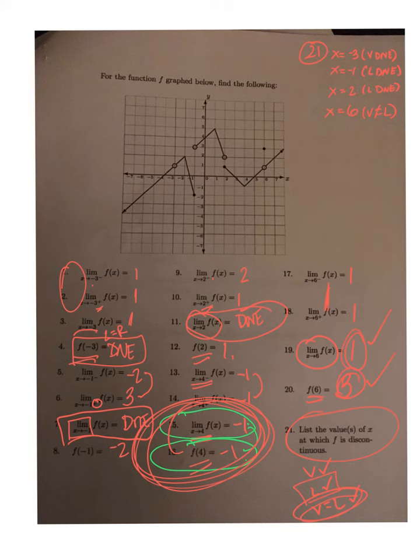And also just recall that we have names for these types of discontinuities. At -3, this is removable. At -1, it is a jump. At 2, it's also a jump. And at 6, it is removable. Okay, so removable, jump, jump, removable. So hopefully this helps clarify your questions on limits graphically.